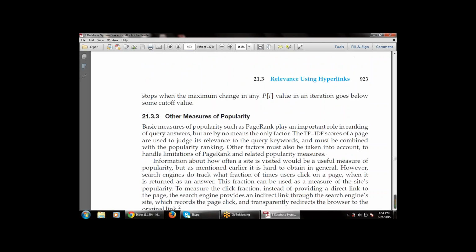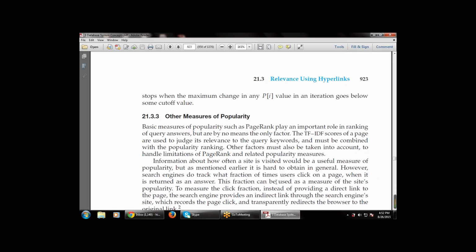Now other measures of popularity: what are the various measures by which we can measure which page is more popular than another? For example, if I am searching for something and three pages come up, which page is more popular than the others? Basic measures of popularity such as PageRank play an important role in ranking of query answers, but are by no means the only factor.